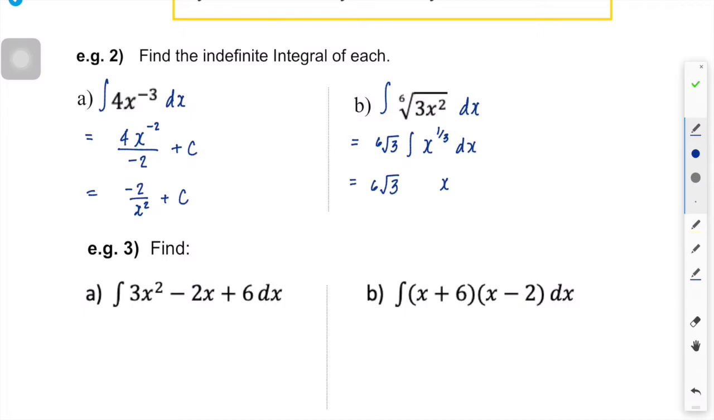So x to the power of 1/3 plus 1 is 4/3. I have to divide by 4/3, which turns into multiplying by 3/4, plus c. So this is going to be 3 to the power of 6 times 3 inside the 6th root. It's a little messy, but this will do.